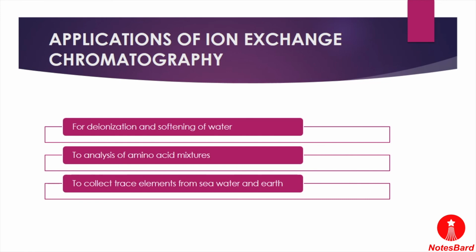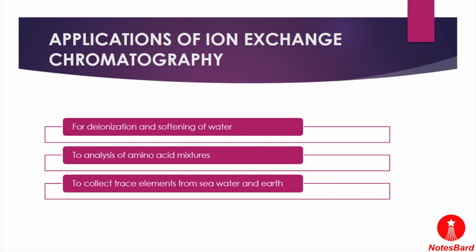It is also used to collect trace elements from seawater and the earth. This is the most effective method for water purification also, and it is used for collecting resins which collect trace material from seawater, and also to analyze lunar rocks and other rare trace elements found in the earth. So these are the applications of ion exchange chromatography. It is the most efficient method for the separation of charged particles or inorganic ions. Besides these advantages and applications, there are several limitations of this method.